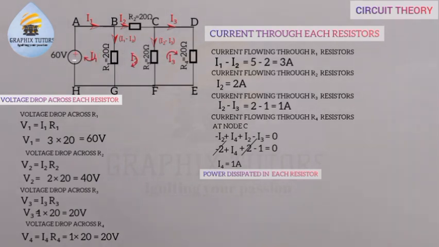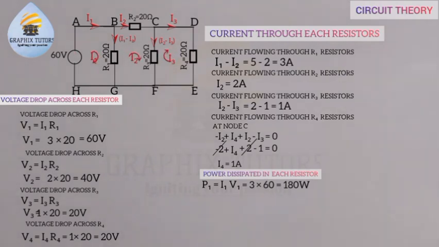Across resistor 1, P1 is equal to I1 V1. So I1 means the current flowing through the R1 ohm, which is 3. So it will be 3 times 60, right? So 3 times 60 will give us what? 180 watts, right? Because that's the current flowing through the R1 ohms.